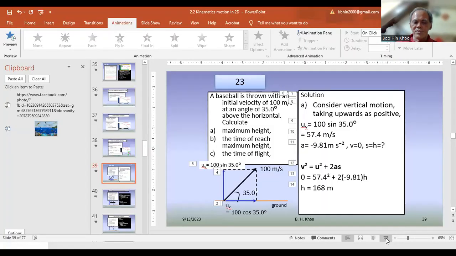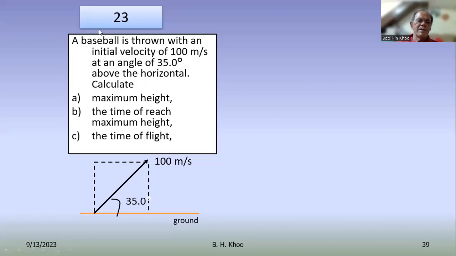Okay, let's try another question. A baseball is thrown with an initial velocity of 100 meters per second at an angle of 35 degrees. Draw a rough diagram so that in your mind you know what you're doing. There's the ground, there's the velocity of projection, there's the angle, 35 degrees. Calculate maximum height, time to reach maximum height, time of flight.